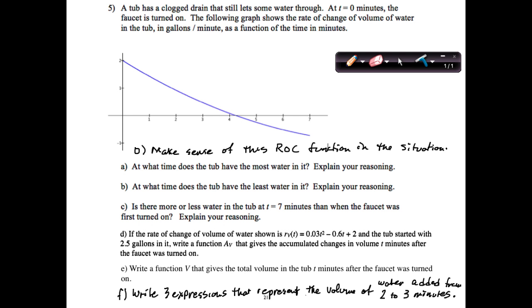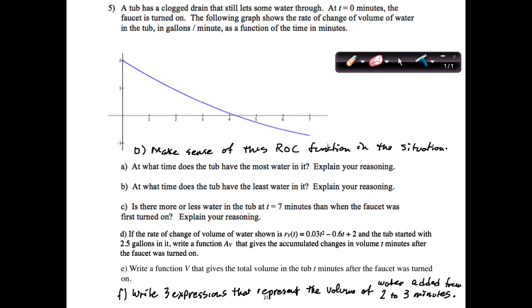Total. The volume of water in the tub. Is this the volume of water in the tub? No, it's not the volume of the water. What is it? The accumulated changes. What does that mean? Accumulated changes since time equals 0. What does it mean to a child? How much water has been added since we started. So how much water has come out of the faucet? Right. How much water we put into the tub since time started.